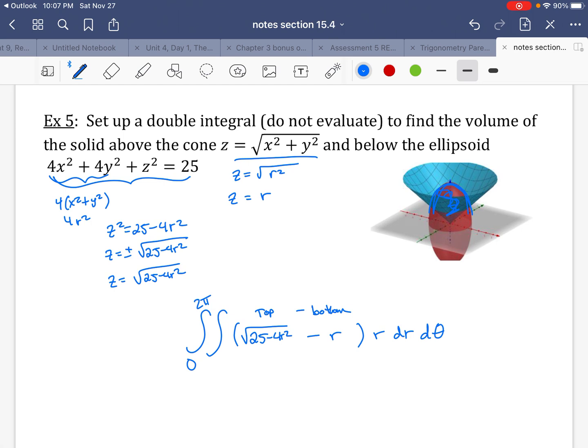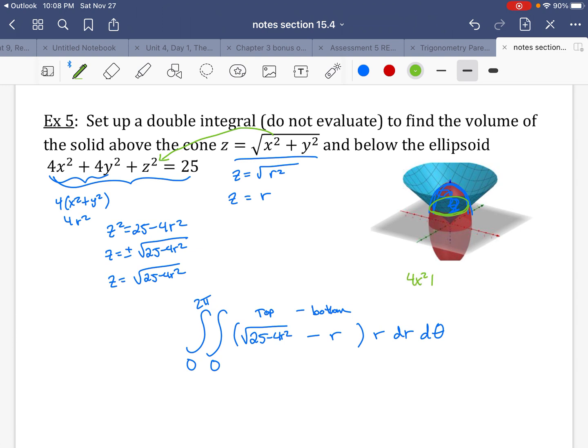Now my r is a different story here. I have to figure out where these two things intersect. Like, what r do they intersect at? I know I'm going from the center, but like, what's the circle right here, the circle that they intersect at? What r value, what r circle are they intersecting at right there? So I have to do something with these two equations here. So let's go ahead and plug one into the other, kind of like a system of equations. So I'm going to plug this into here.